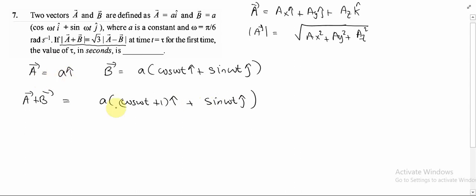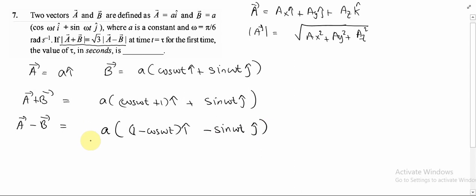An a is added extra, so this will be a cos omega t plus a I cap, so that is the A plus B vector. And we have to find A minus B vector. A minus B vector will be a I cap minus this whole thing, so this will be a into (1 minus cos omega t) I cap minus sin omega t j cap.